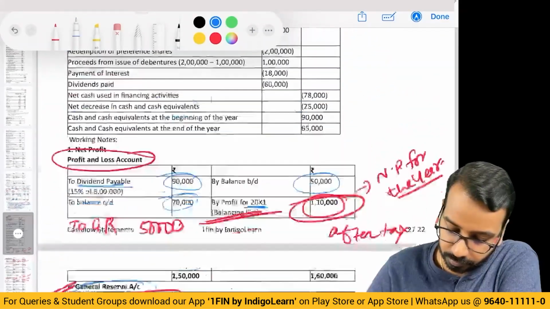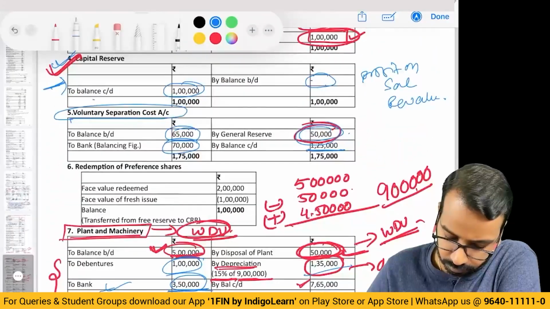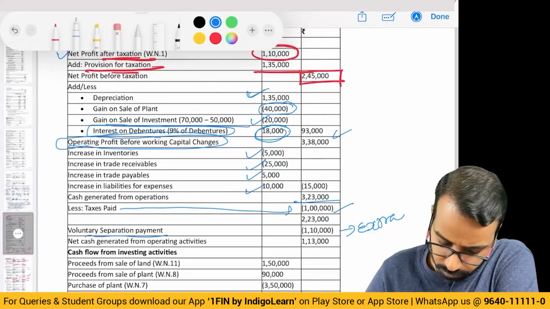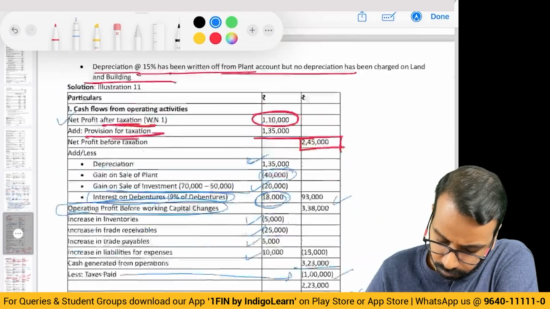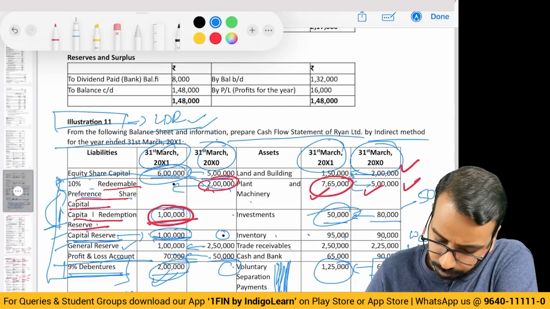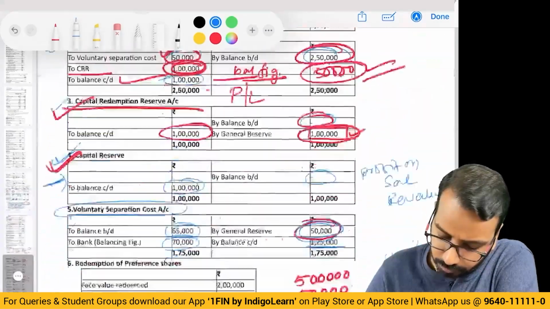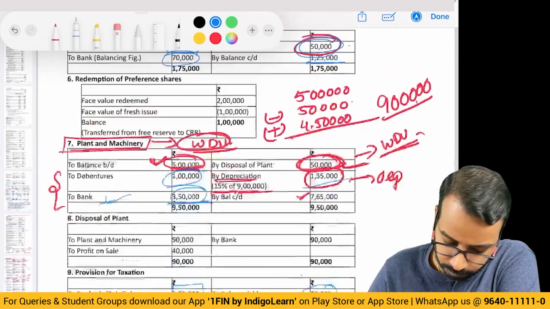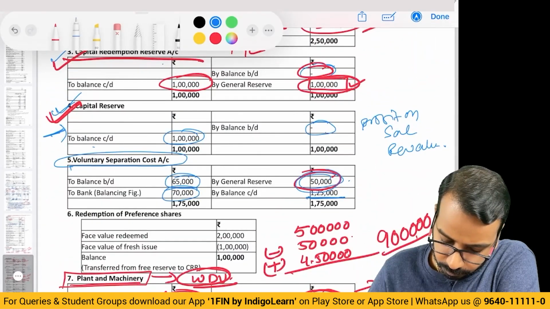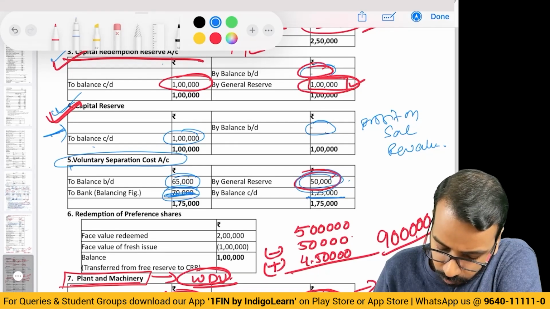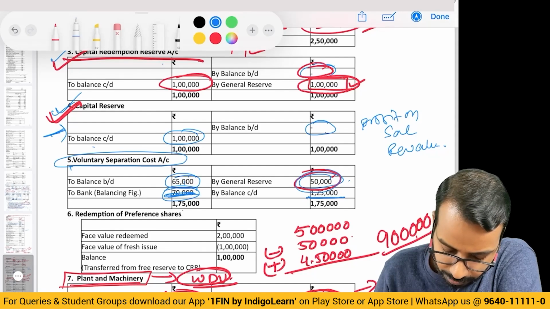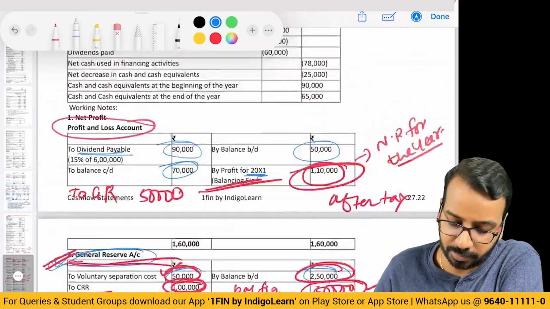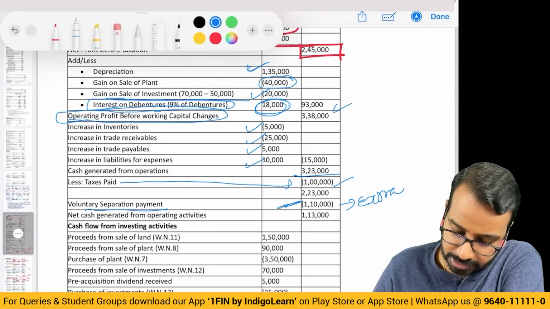Sorry, some calculation mistake. 65, 125. This is not 70,000. 175 minus 65, 1,10,000 is the balancing figure. Okay, 1,10,000 is the balancing figure, which is shown as an extraordinary item.